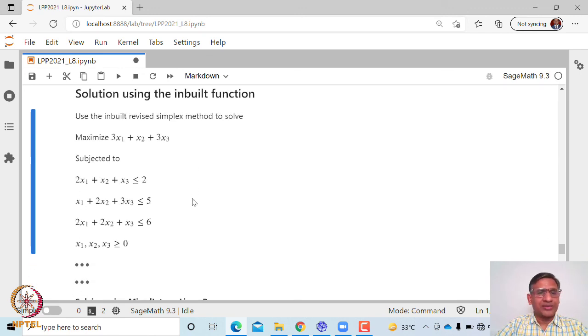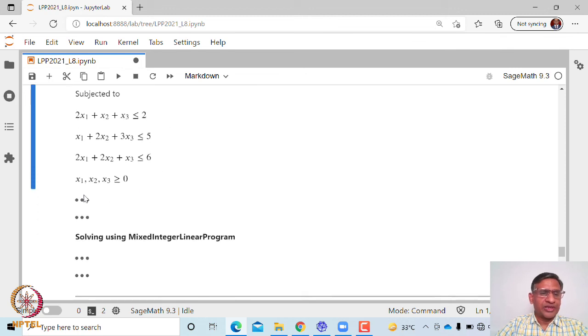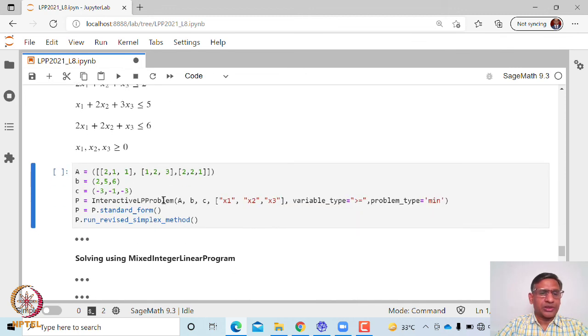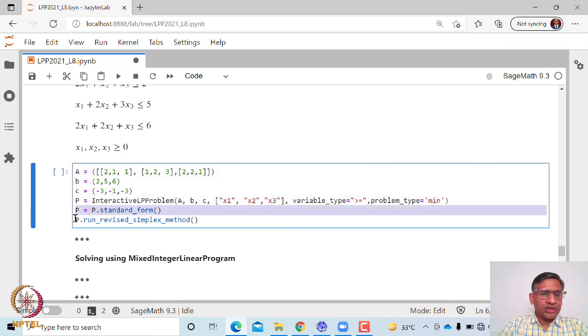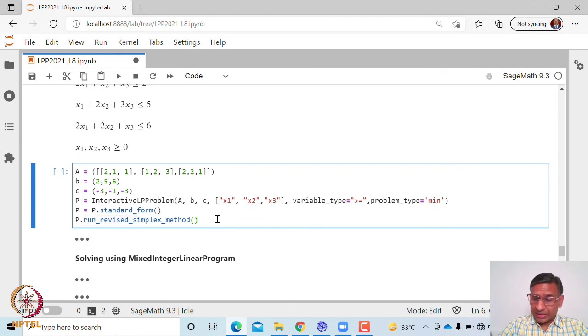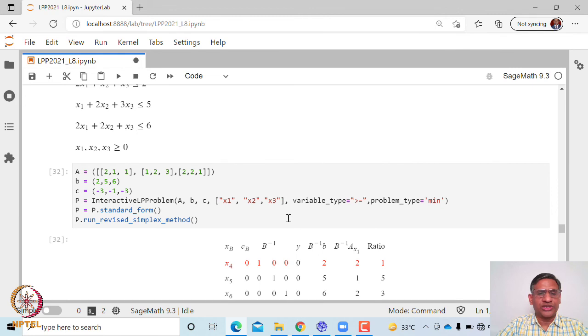Now let us look at the same problem. We again define this, and once you have made this into standard form, there is an inbuilt function called run_revised_simplex_method. This will run all the steps of the revised simplex method. So let me execute this.